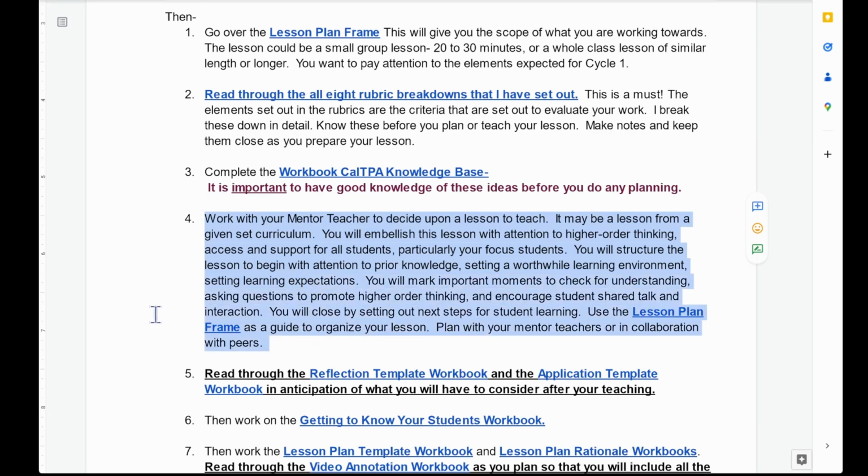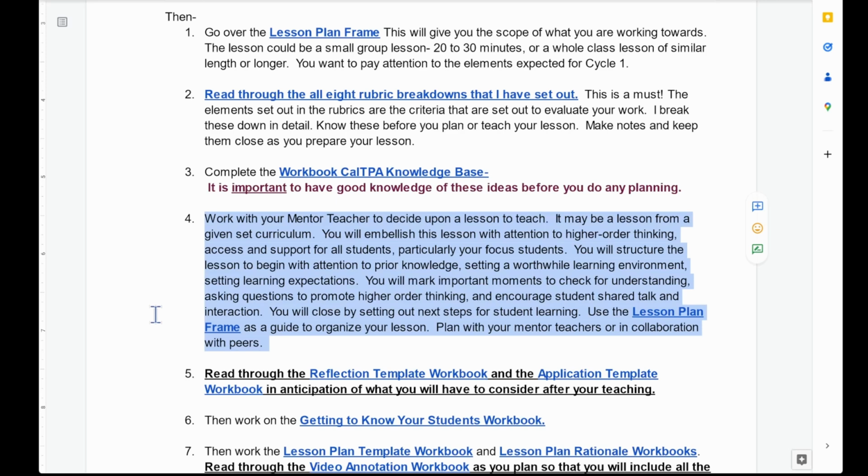So my suggestion is work with your mentor teacher to decide upon a lesson to teach. It may be a lesson from a given set curriculum. You will embellish this lesson with attention to higher order thinking, access and support for all students, particularly your focus students. You will structure the lesson to begin with attention to prior knowledge, setting a worthwhile learning environment, setting learning expectations. You will mark moments to check for understanding, asking questions to promote higher order thinking, and encourage student shared talk and interaction. You will close by setting out next steps for student learning.